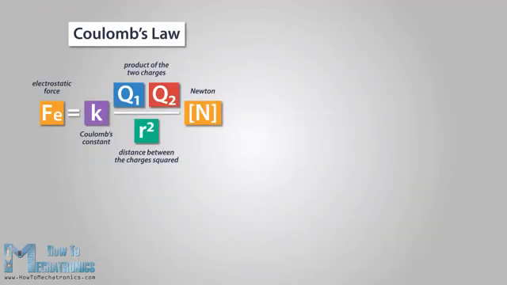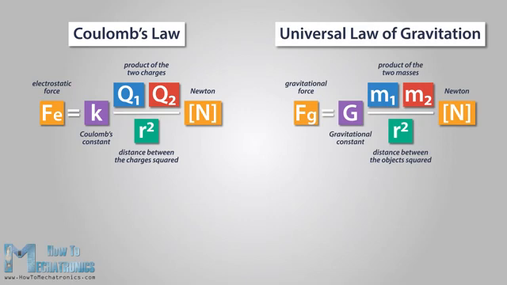If we compare Coulomb's law to the universal law of gravitation, we can notice that they have some similarities, but they work in completely different ways. The electric force is much stronger than gravity. From the equations, we can notice that they have different proportionality constants.